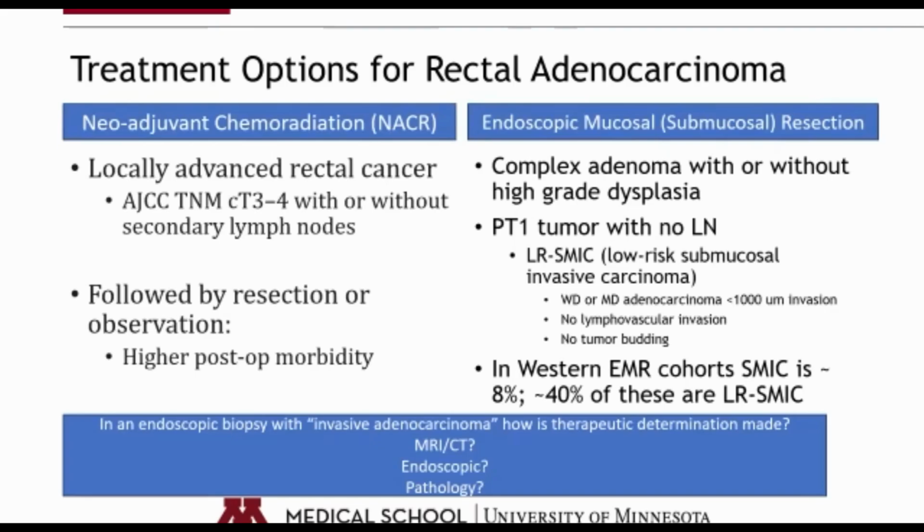This patient received the neoadjuvant chemo, which is on the left side, and this is going to be the standard of care for locally advanced rectal cancer, especially when they are T3 or T4, or when they have lymph node mets, either primary or secondary. And some of these will be followed by resection, and some of them may also have a wait and see.